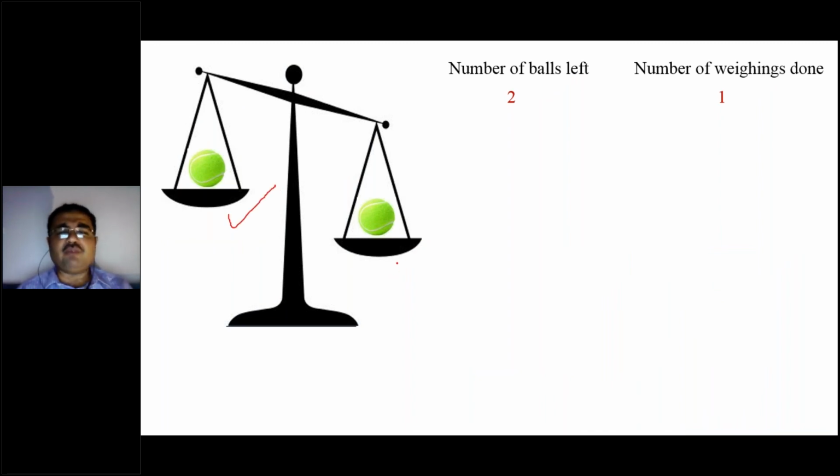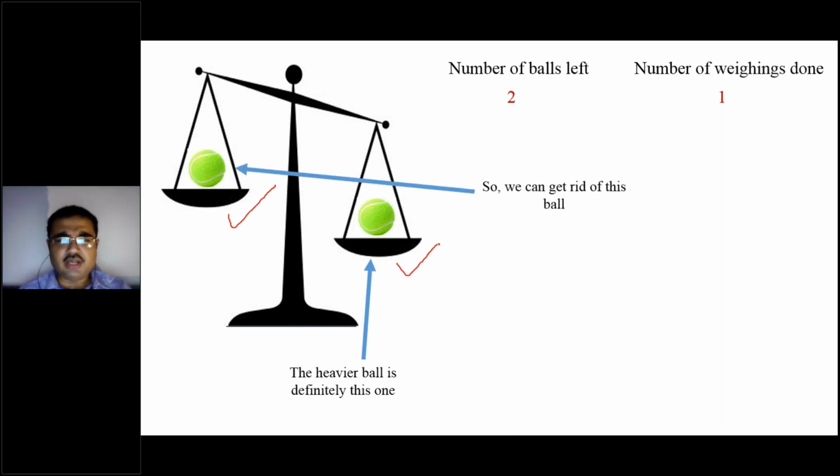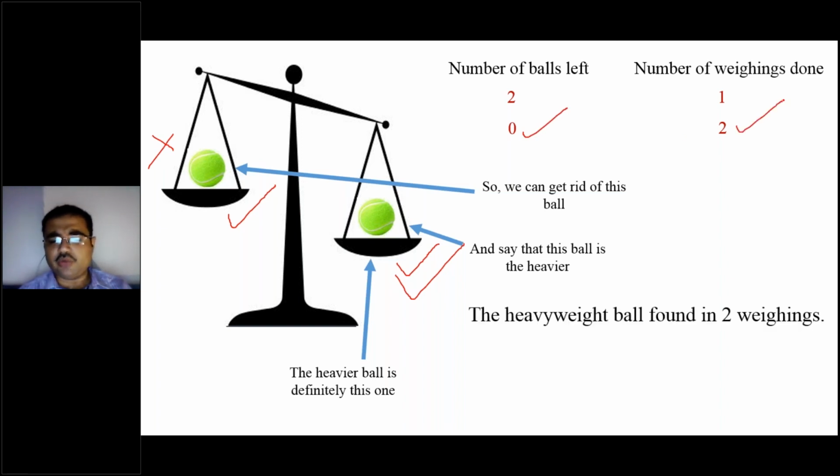In this case, I put those 2 balls into the weighing machine. Definitely one of them will be heavier, because one of the balls is heavier, and in the previous 6, the heavier was not present. So within these 2, one of the balls is heavier. I can say the heavier ball is definitely this one. I get rid of that ball. I get rid of this ball. And I can say this ball is heavier. We are left with 0 balls and we could do it in 2 weighings. The heavier ball found in 2 weighings.